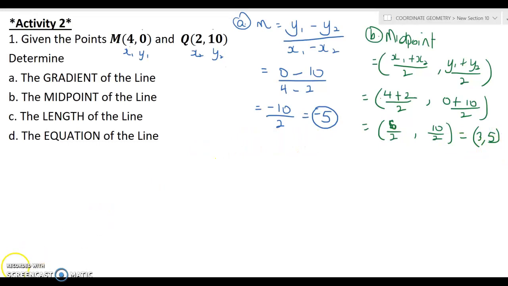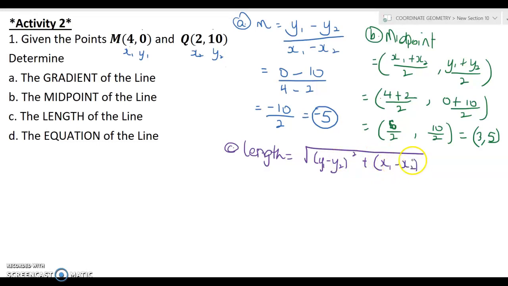Alright, now let's find the length of the line. So part C. So length, again, let's use the formula. It's the square root of (y1 take away y2) all squared plus (x1 take away x2) all squared. And you're just going to substitute your values for y1, y2, and so on. So y1 is 0 take away y2, which is 10, so that all squared plus x1, which is 4 take away x2, which is 2.